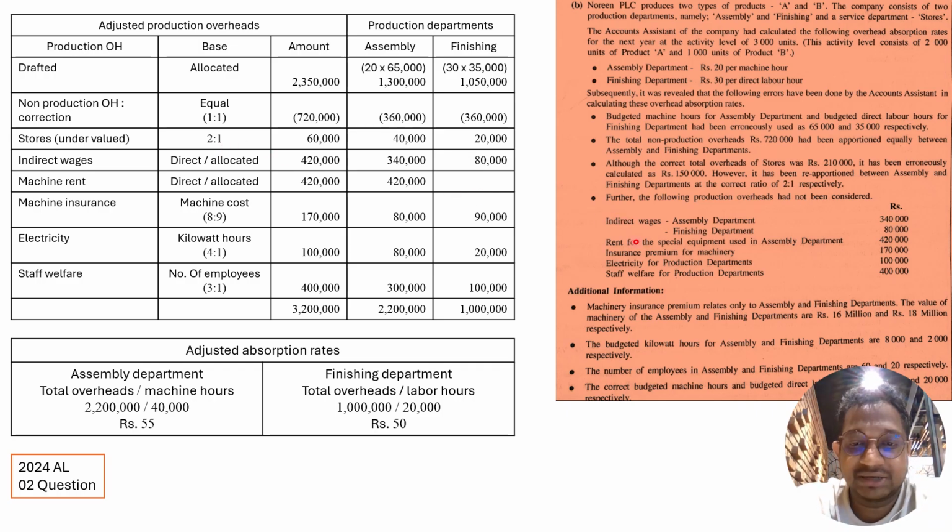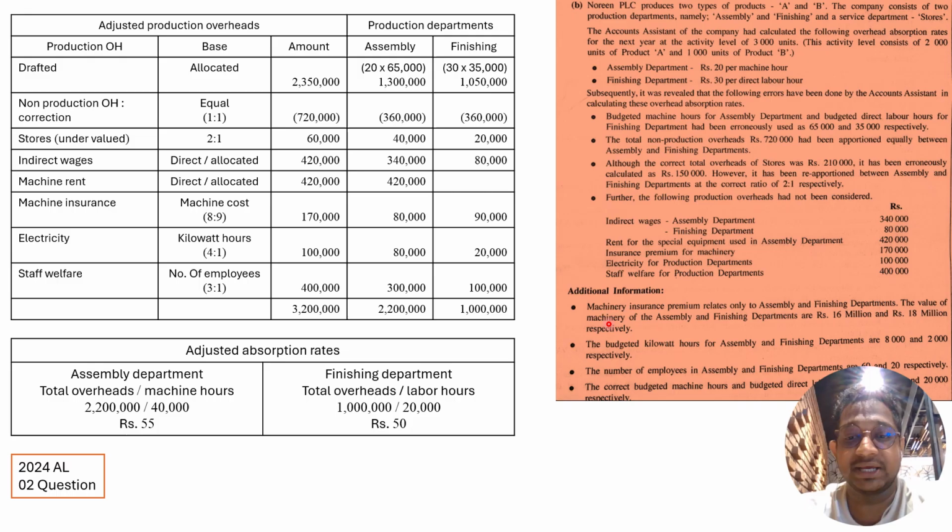And then the indirect wages, you can directly allocate them to the assembly department and finishing department. And the special equipment rent for the assembly department, 420,000, you can also directly allocate to the assembly department only. And then the insurance premium for machinery, 170,000. And here, to distribute that, you can use the base given in the additional information.